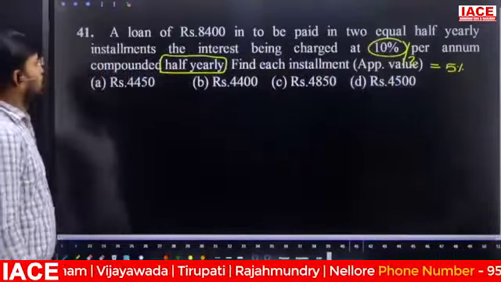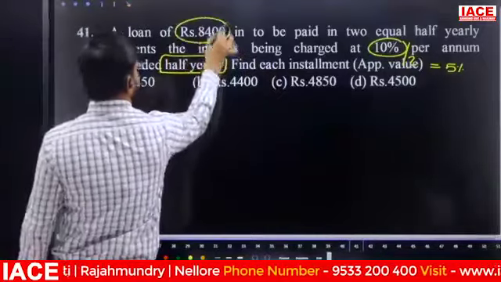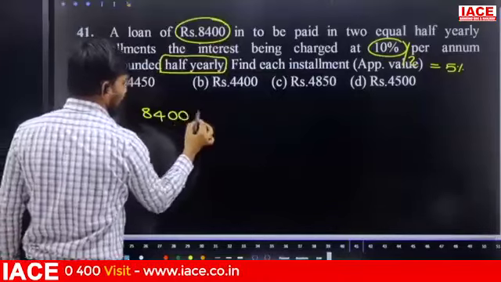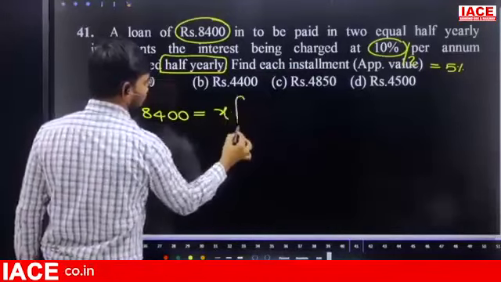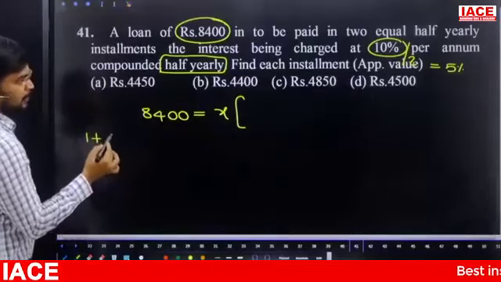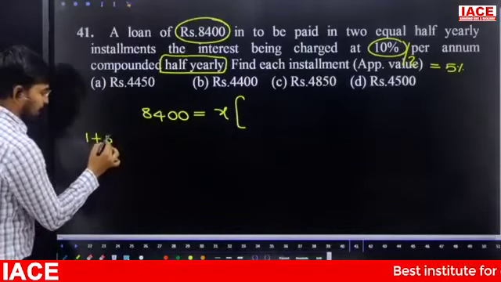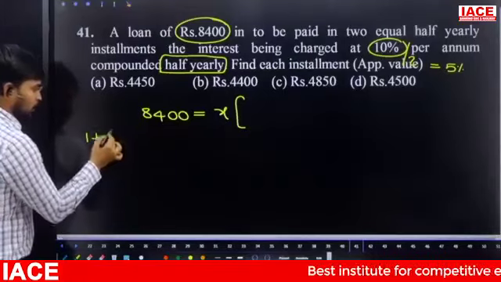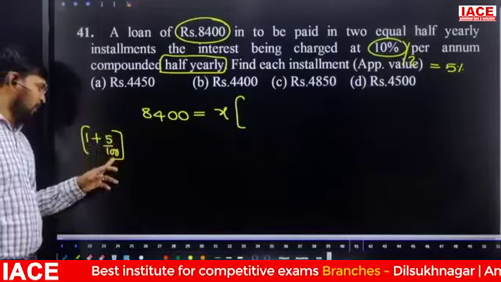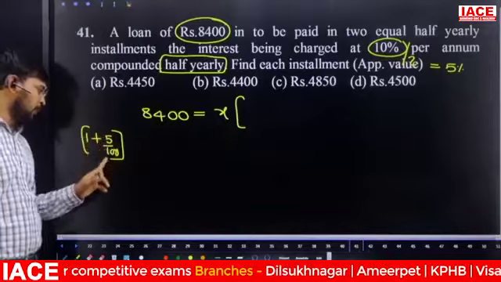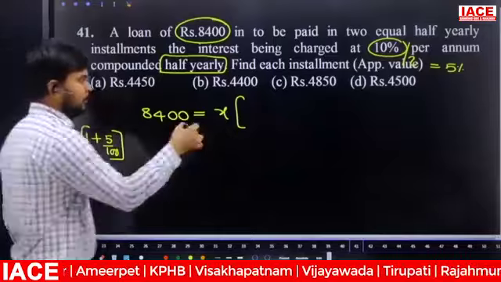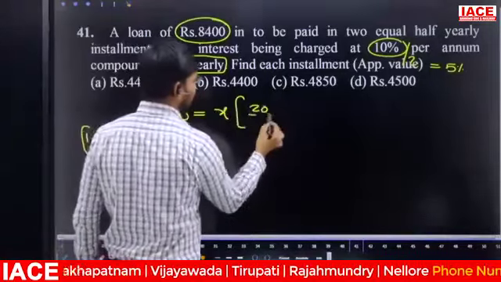So here a loan, total principal is 8,400. Total principal is what? 8,400 is equal to x into, I'm going to take common. So first of all, 1 plus R by 100 I am going to calculate separately. R is how much? 5. 5 by 100 is nothing but 1 by 20. So 20 plus 1, 21 by 20. 21 by 20 is in the denominator, it comes to numerator as 20 by 21.